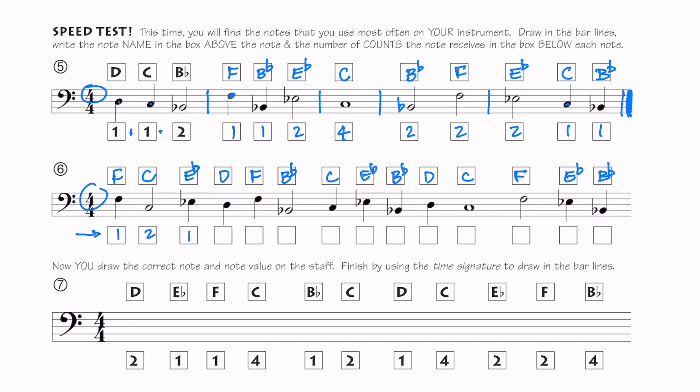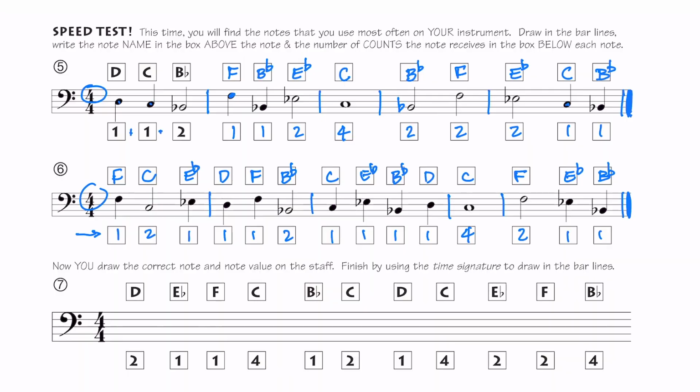So every 4 counts, bar line. 1, 1, 2, that's 4. 1, 1, 1, 1, that's 4. 4, that's a bar line. 2, 1, 1. At the end, we put a double bar line. A lot of stuff to do there. Not really that hard. It's just a lot of stuff. You just got to remember, read all your directions so you know what to do.